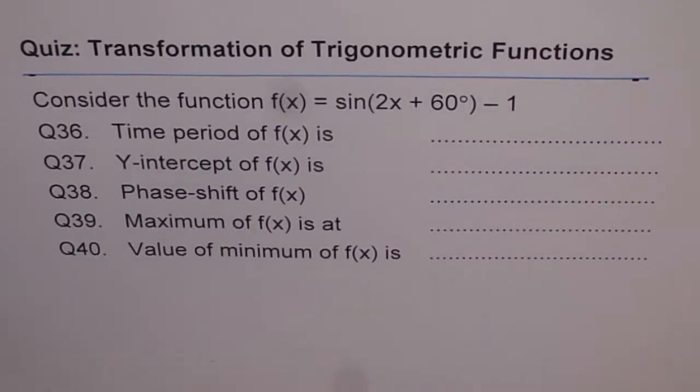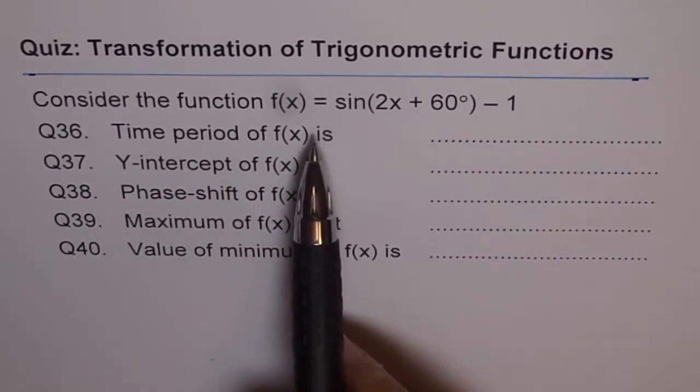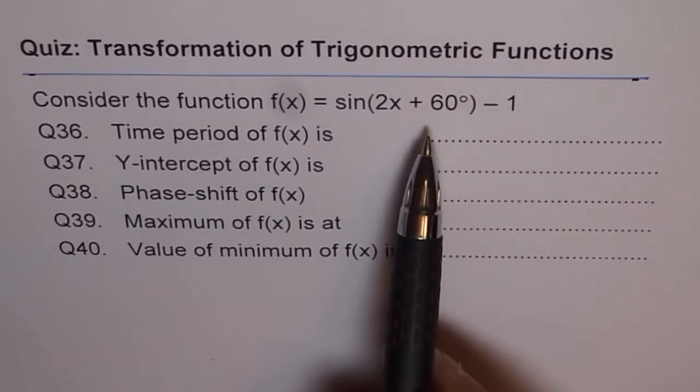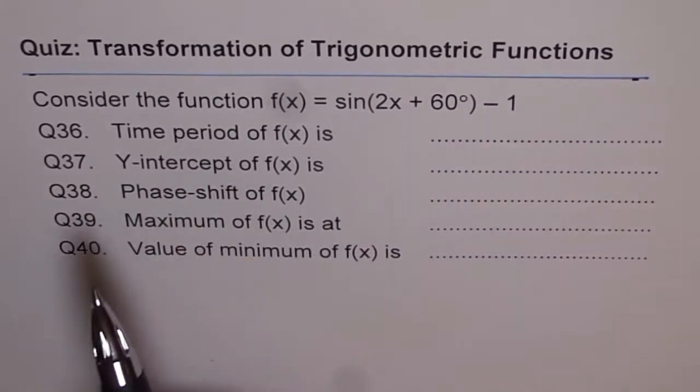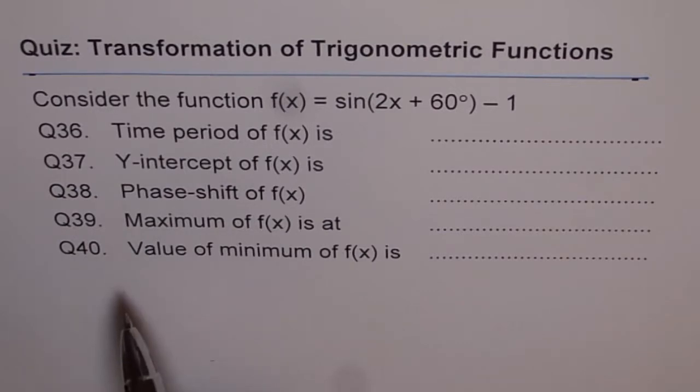Quiz: Transformation of trigonometric functions. I hope by now you're absolutely ready to take this question and do it on your own. Consider the function f of x equals sine of 2x plus 60 degrees, minus 1. Based on this question, there are 5 problems here.